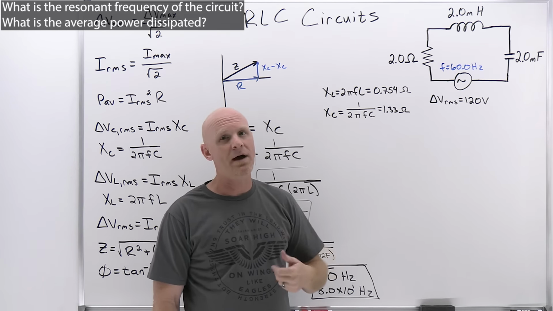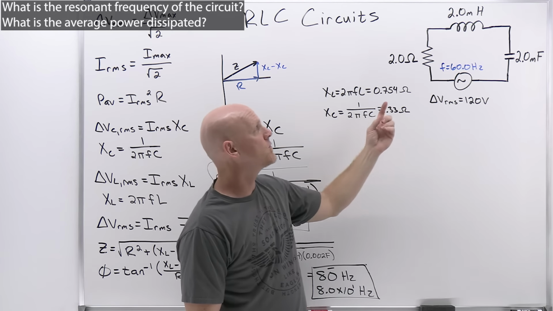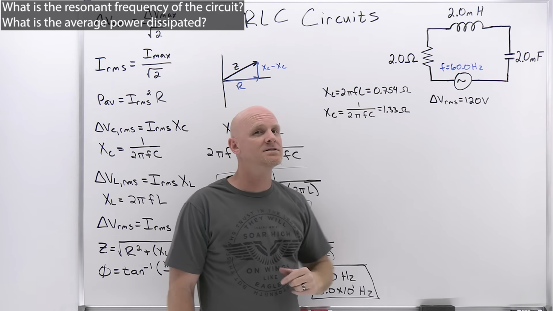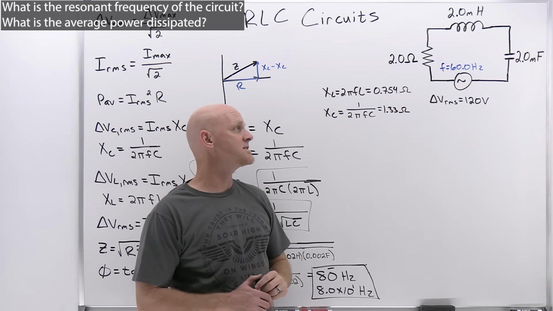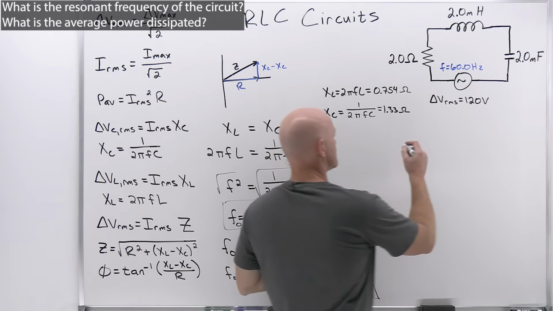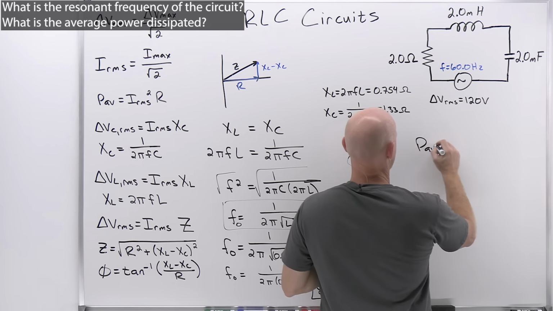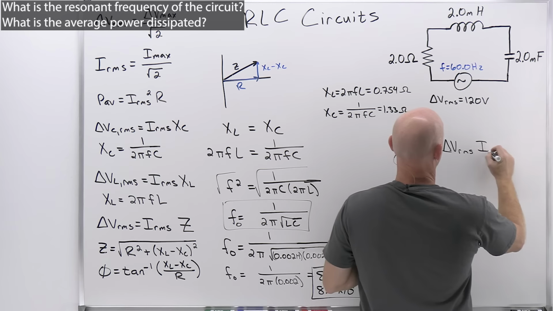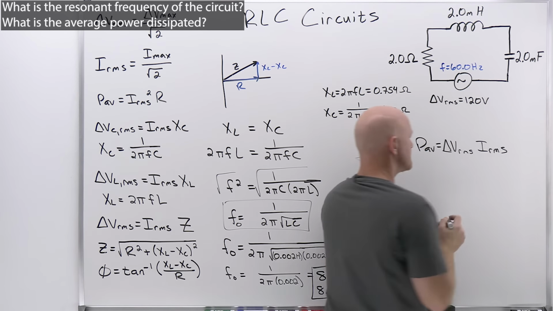It is going to dissipate power, usually in the form of heat, whether current's flowing one way or the other, and that's where the power is going to be dissipated in our RLC series circuit. So it turns out what we want to do here for that average power is take the delta V RMS times the I RMS.